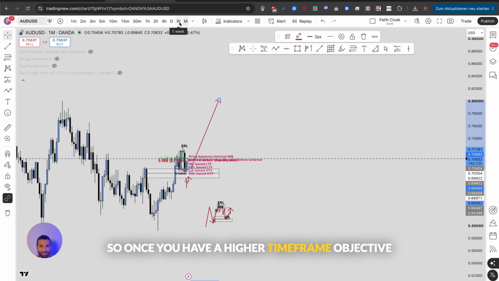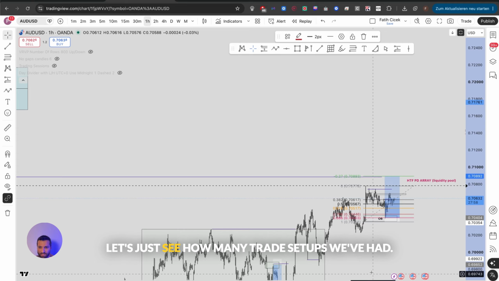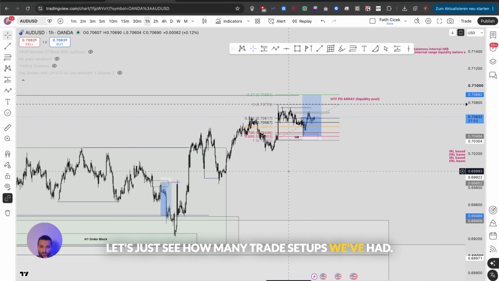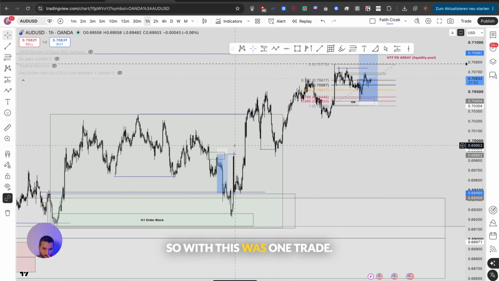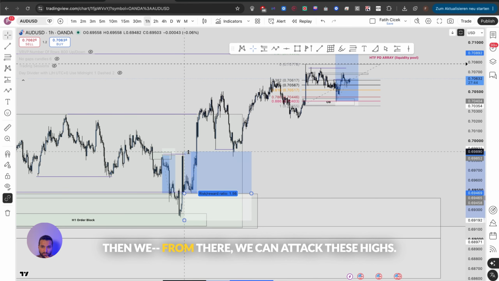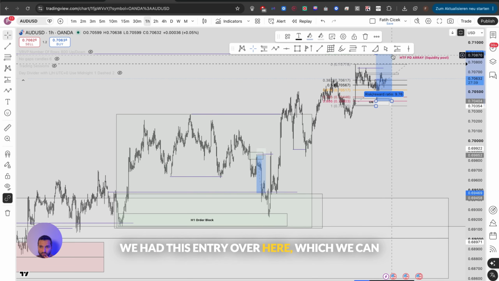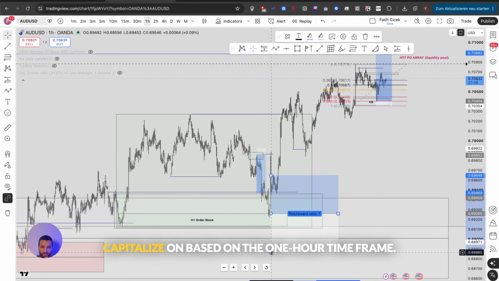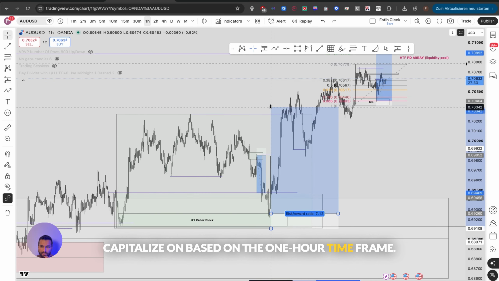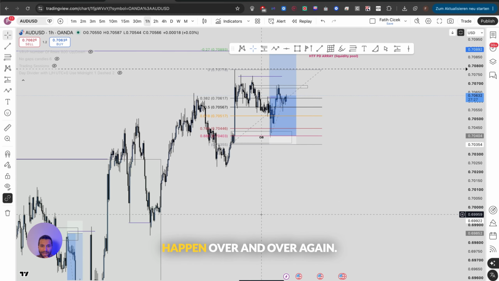So once we have a higher time frame objective and directional bias, you can just reposition yourselves every single week, almost every day. If you just go back to the 1 hour time frame, let's just see how many trade setups we've had. Okay, so this was one trade, price coming back into this order block, and then from there we can attack these highs. We had this entry over here, which we can capitalize on based on the 1 hour time frame. Just look at this. We see the exact same pattern happen over and over again.